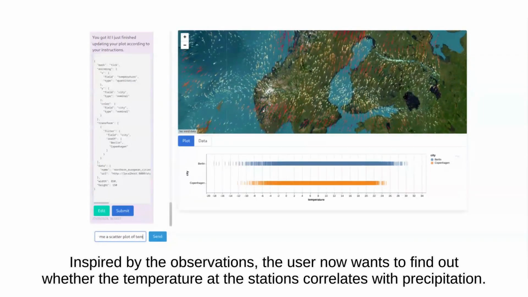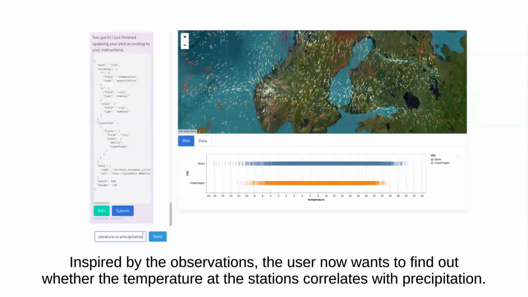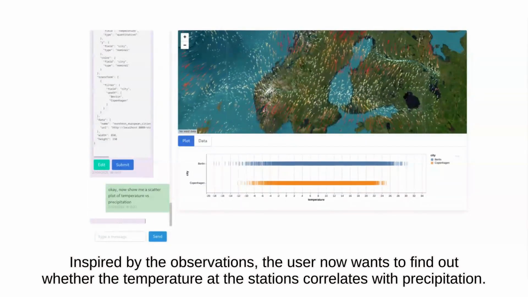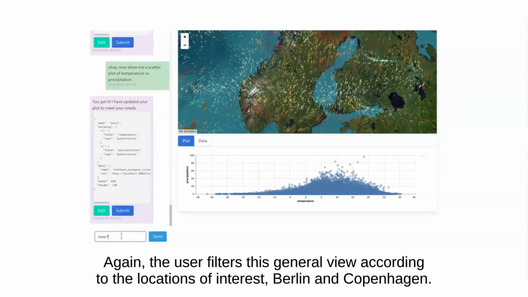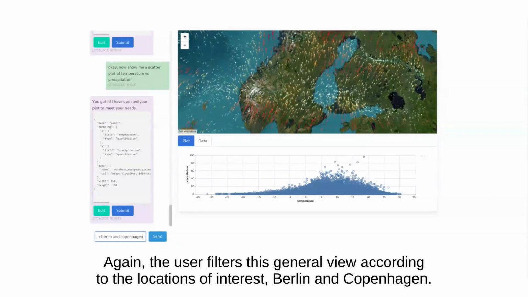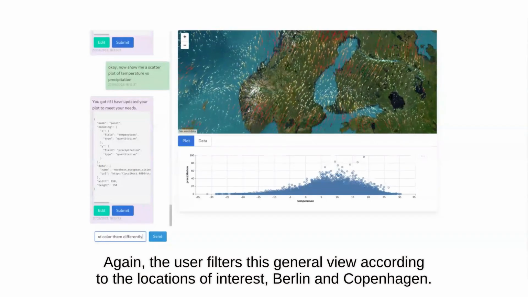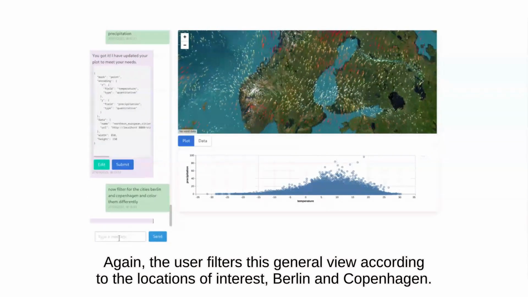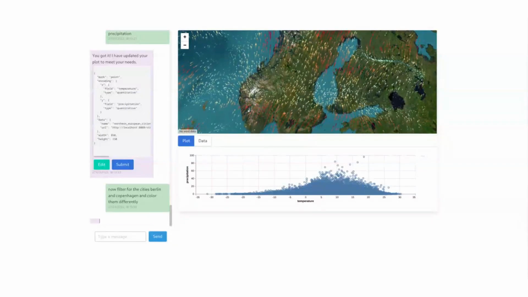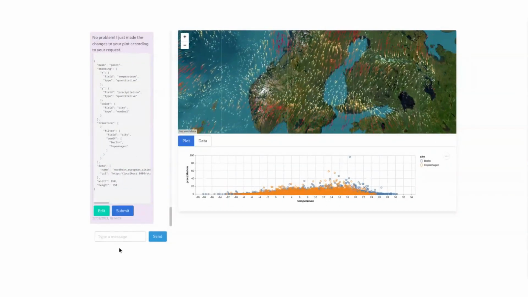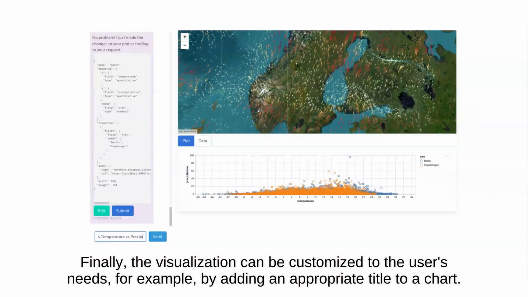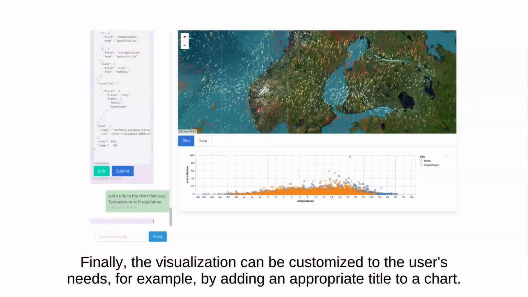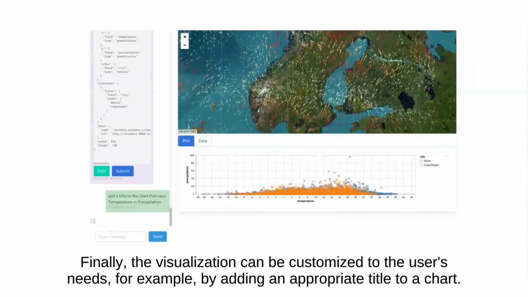Inspired by the observations, the user now wants to find out whether the temperature at the stations correlates with precipitation. Again, the user filters this general view according to the locations of interest, Berlin and Copenhagen. Finally, the visualization can be customized to the user's needs, for example, by adding an appropriate title to a chart.